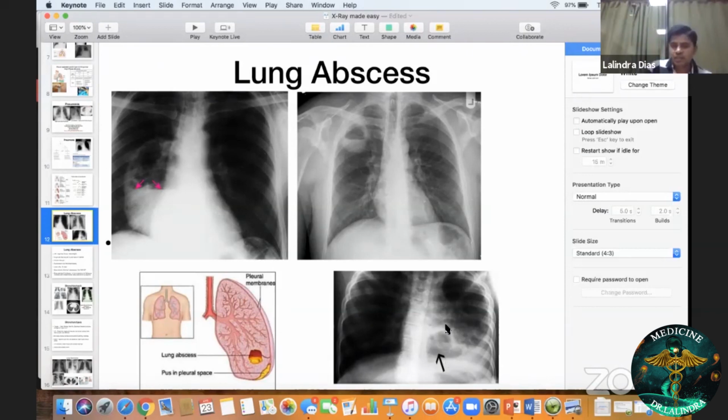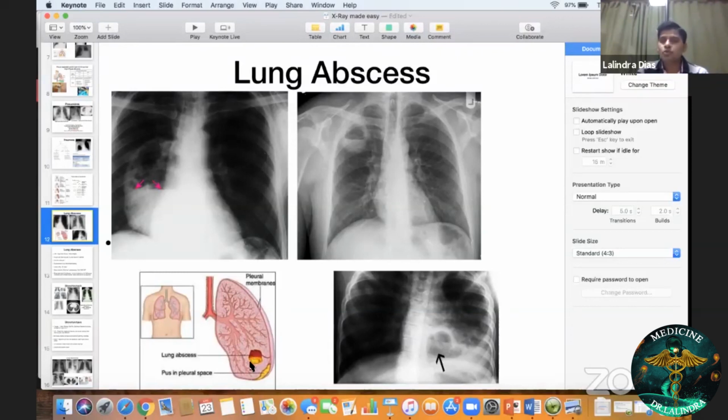So this is another patient with lung abscess formation. You can see air and the fluid, air fluid level. So this is what I meant earlier. So this is the lung abscess. You can see air fluid level. Right. So that's how you recognize a lung abscess.